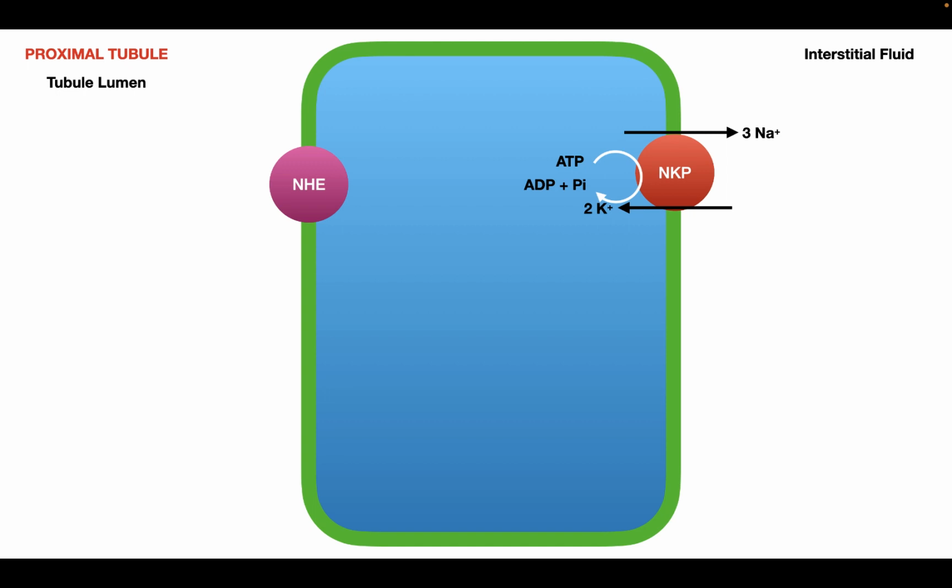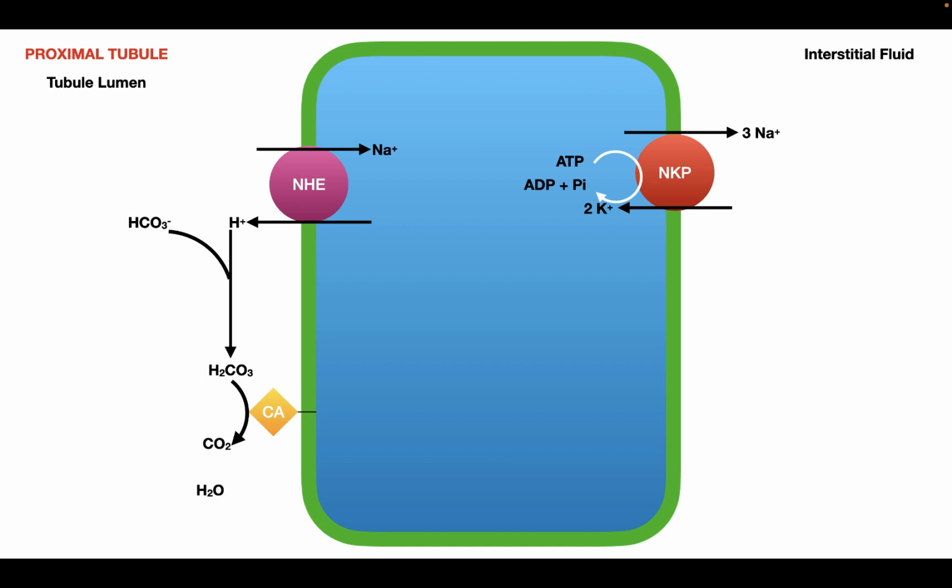The sodium-hydrogen exchanger brings in 1 sodium, and by doing this, it releases energy. When sodium is brought down its electrochemical gradient, this releases energy. And this energy is used by the exchanger to transport 1 proton into the tubule lumen against its electrochemical gradient. Once the proton or hydronium ion is in the tubule lumen, it will combine with bicarbonate to form carbonic acid. Now the carbonic acid will be broken down into water and carbon dioxide through the action of carbonic anhydrase.